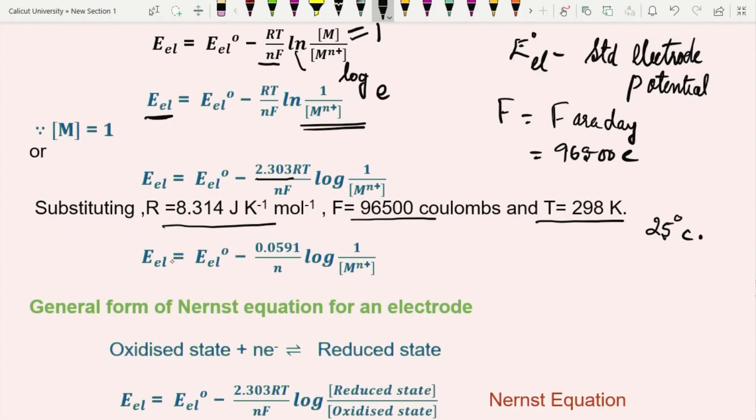Substitute them, and you get the expression modified as E of electrode is equal to E naught of electrode minus 0.0591 by n log 1 by the molar concentration of M n+. So, this will be the mostly used equation, because most of the reactions or electrode cell setups will be at room temperature, and we assume the temperature to be 298 Kelvin. So, for the sake of problems as well as considering the Nernst equation, we will be mostly considering this one.